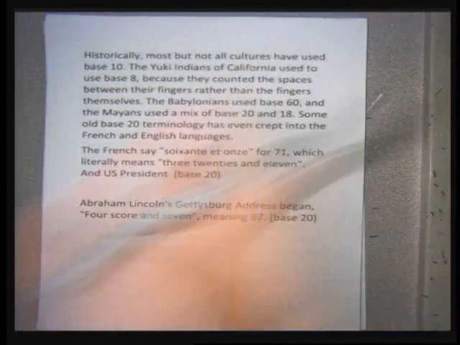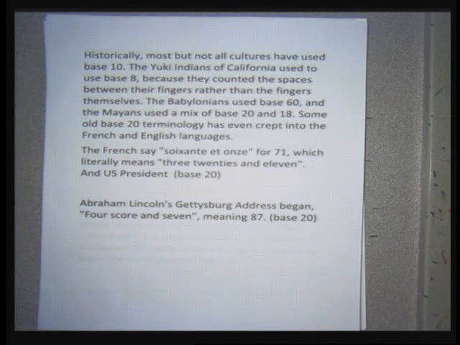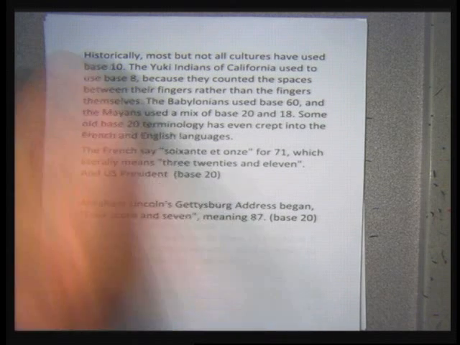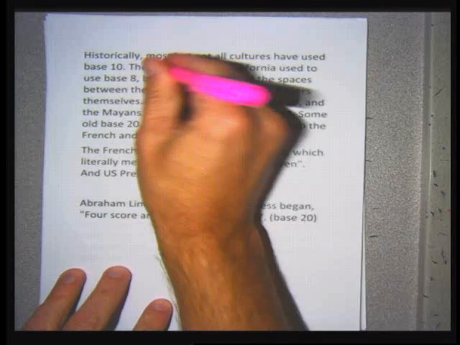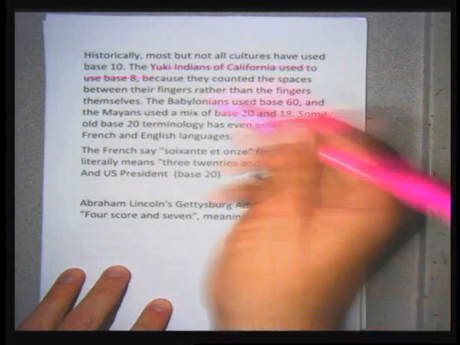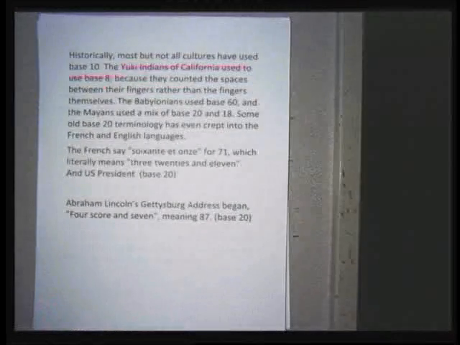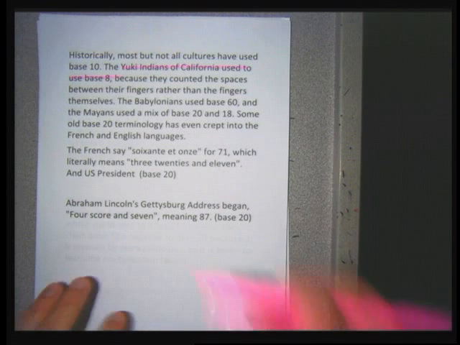So this next page I thought was kind of interesting, just some stuff that I snagged off the internet. It says, most cultures work in base 10. We've got 10 fingers and 10 toes. It makes sense to do that. And then I thought this was kind of interesting. I don't know if that's right, but the Yuki Indians of California used base 8 because they counted the spaces between their fingers and toes rather than the toes themselves.